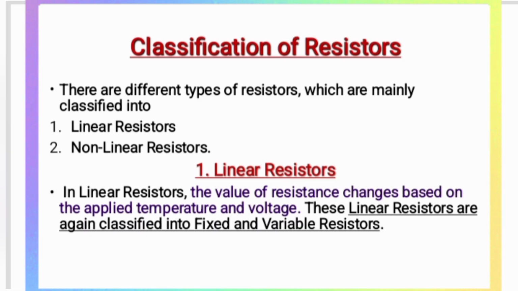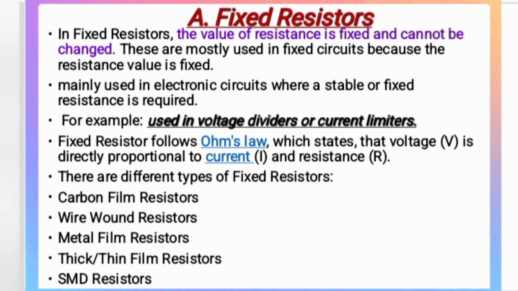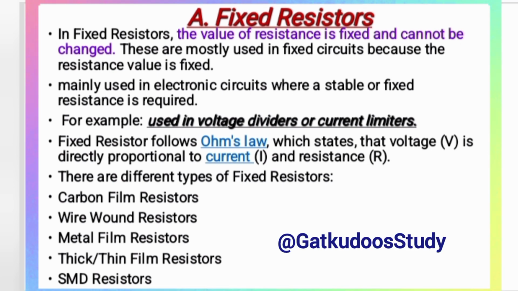In fixed resistors, the value of resistance is fixed and cannot be changed. These are mostly used in fixed circuits because the resistance value is fixed. Mainly used in electronic circuits where a stable or fixed resistance is required. For example, in voltage dividers or current limiters.